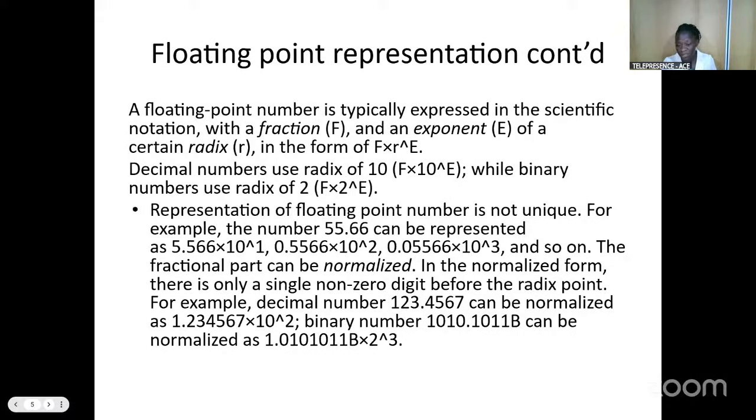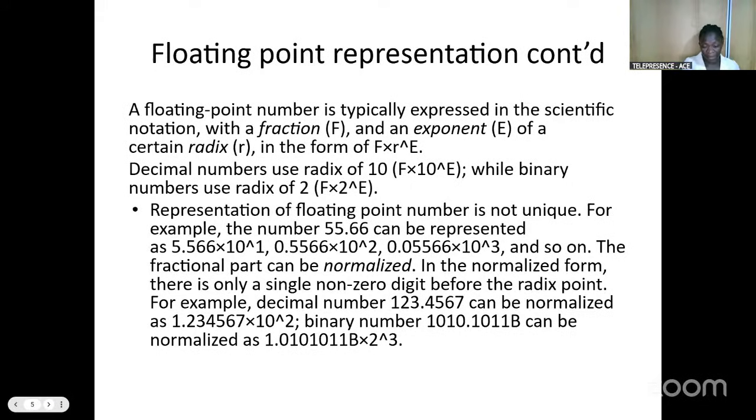So what we are saying in essence is that the radix, the floating point, is not unique for representing any number. So we can have a particular number being represented in different ways. Just like the third one, we have 0.0556 times 10 raised to the power of 3. When you get the answer, you still have your 55.66 as what you used to have. And so on.